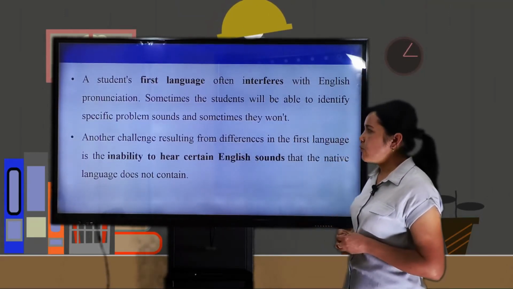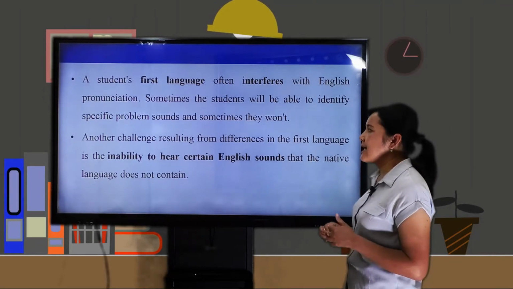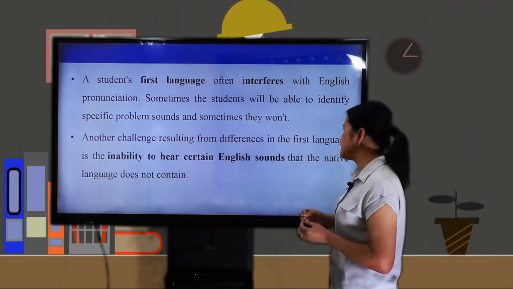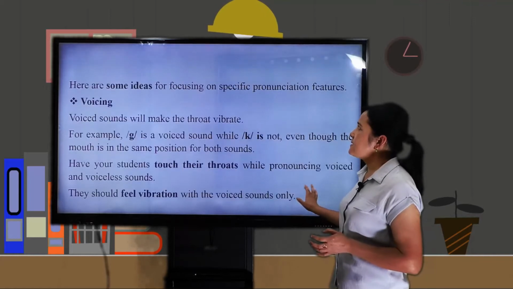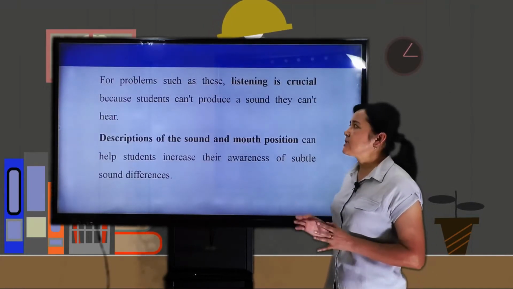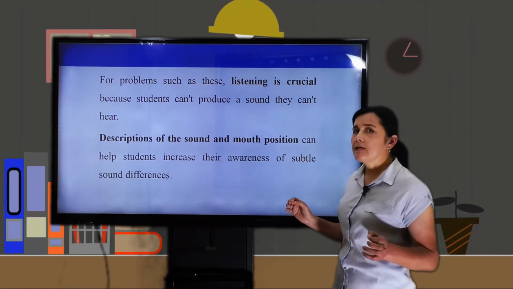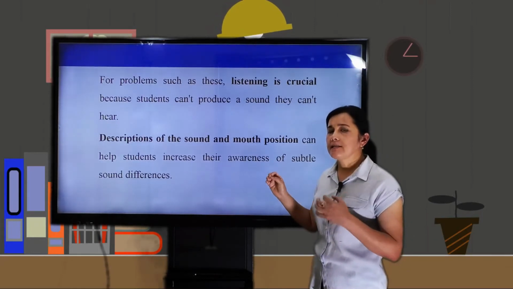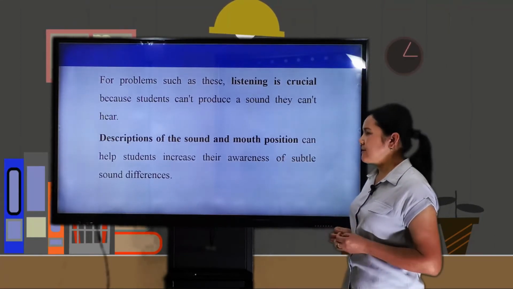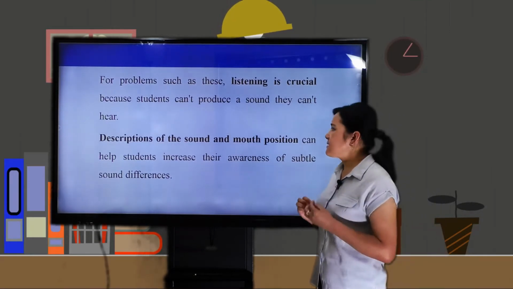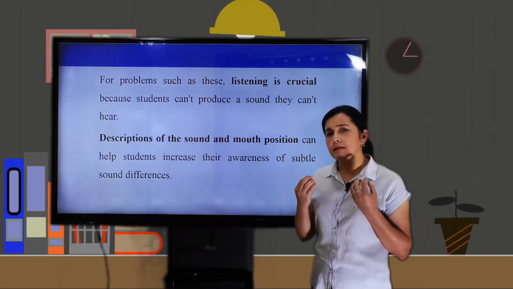And the next one, resulting from differences in the first language, is the inability to hear certain English sounds that the native language does not contain. For problems such as these, listening is crucial because students cannot produce a sound they cannot hear. So as you see here, listening and hearing is a very, very important thing. And descriptions of the sound and mouth position can help students increase their awareness of subtle sound differences. So mouth position is also very important.